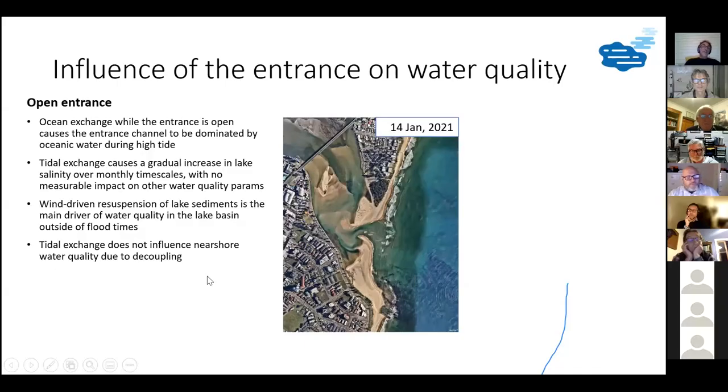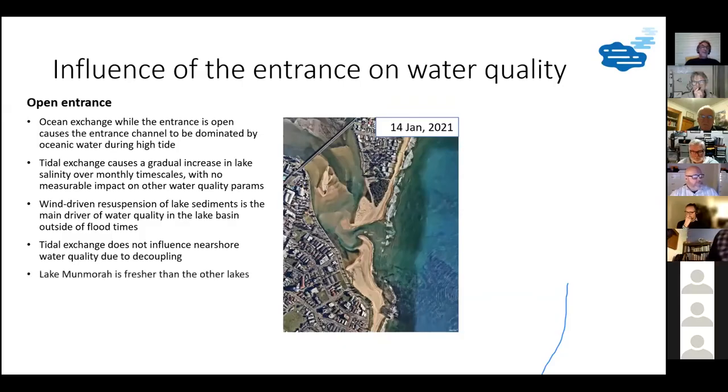And due to that effect, the tidal exchange through the entrance really does not influence the water quality in the nearshore zone, and we have quite a decent, large data set to demonstrate that.